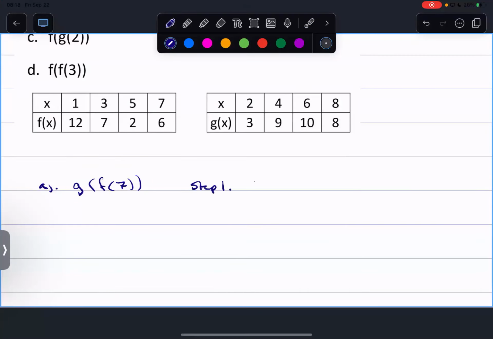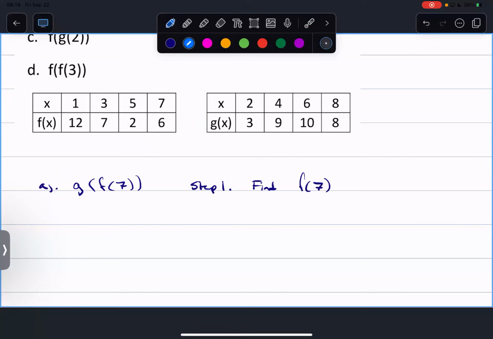Okay. Step one, find f of 7. F means that, well, obviously I want to have this function. Later I'll be using g, right? So f limits me to this table. And if I give it an input of 7, I get an output of 6.